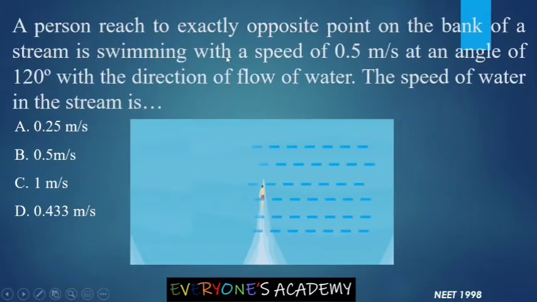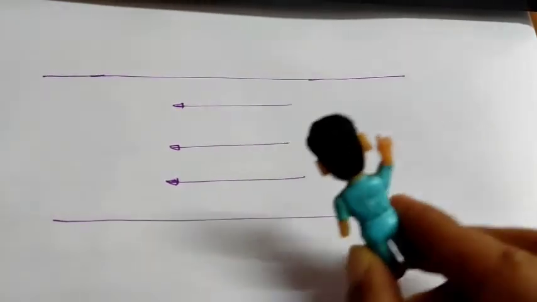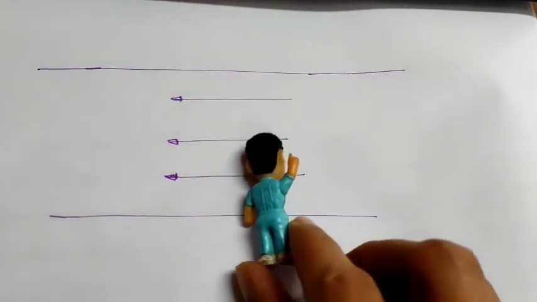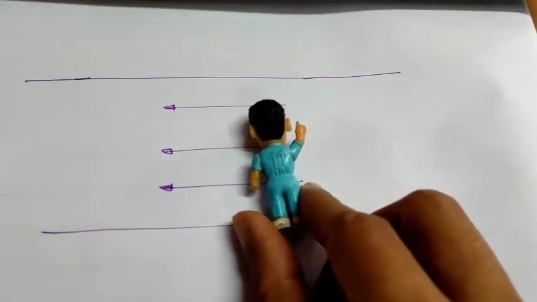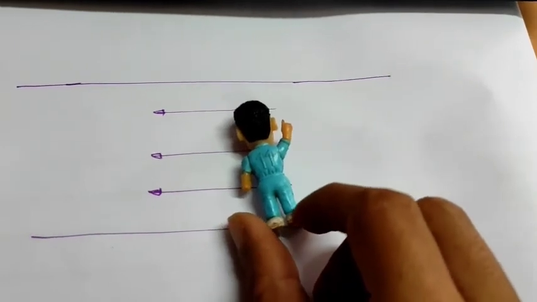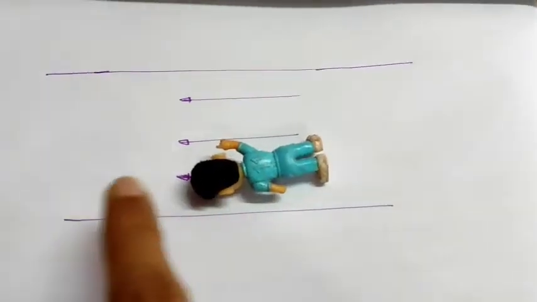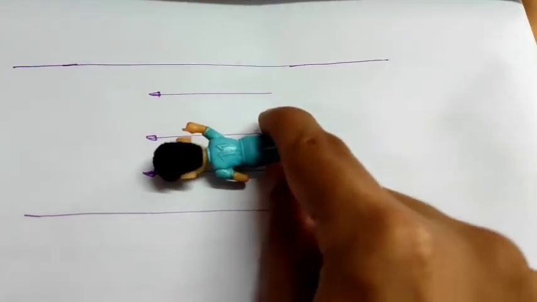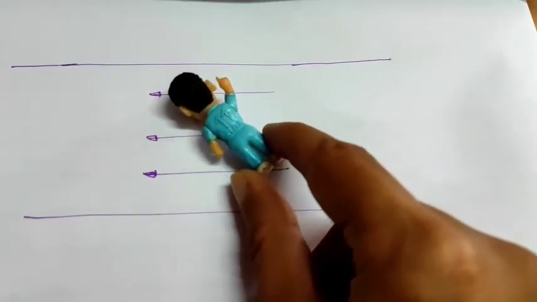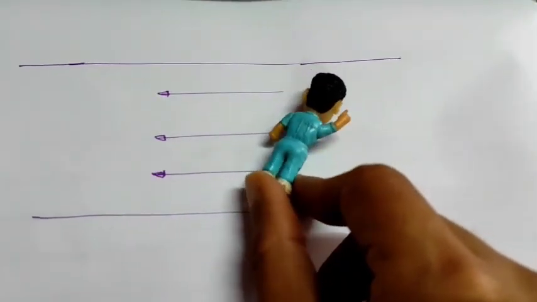A person is swimming with a speed of 0.5 meter per second at an angle of 120 degree with the direction of the flow of water. It is given in the statement that the swimmer swims at an angle of 120 degree with the direction of the flow of water. So we will measure the 120 degree angle from the direction of the flow of water. So this is the direction of the flow of water. Starting with 0 angle, initially this is 0 angle. Somewhere here it will be 45 degrees angle. Somewhere here it is 90 degrees angle, and 120 degree angle will be this one.